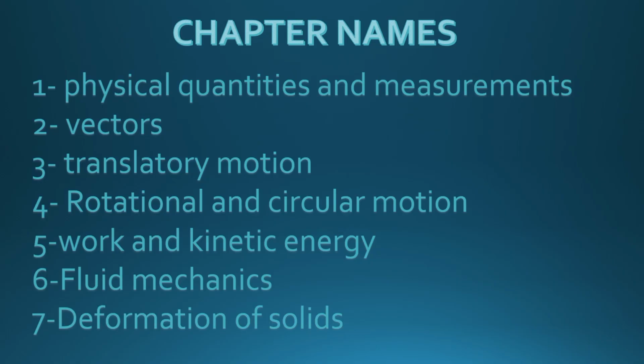Number seven is deformation of solids. In this chapter, you will study different types of solids, that is basically crystalline, polycrystalline, and amorphous solids, and along with this, you will study the deformations in them, and stress, strain, and Hooke's law, and all this sort of things.